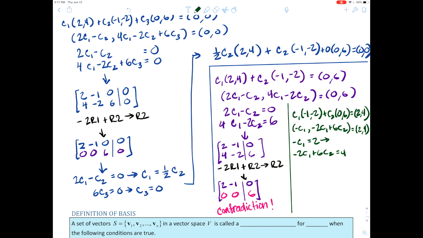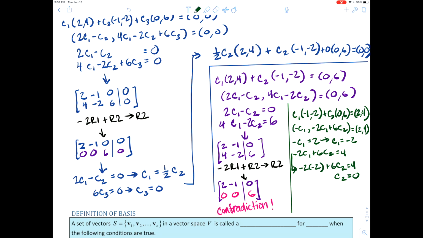Well, if -C1 is 2, that means that C1 is -2. Cool so far? And then over here, if I plug that into that system, I would get -2 times -2 plus 6C2 is 4. And so that would give us that C2 would have to be 0.